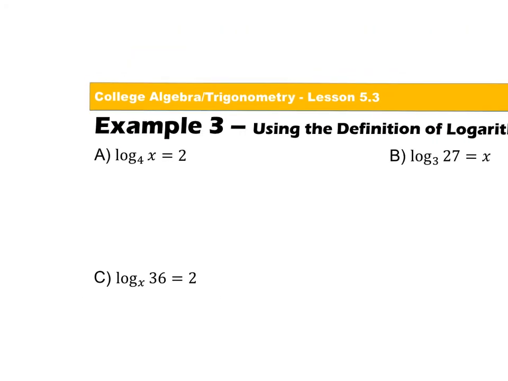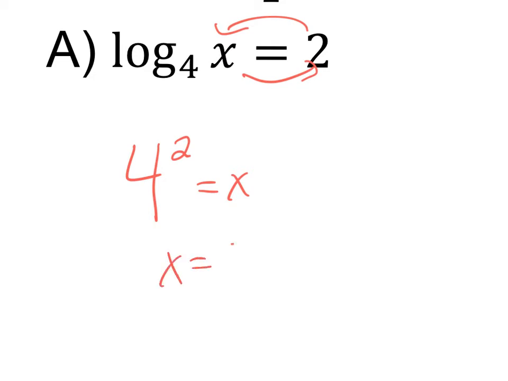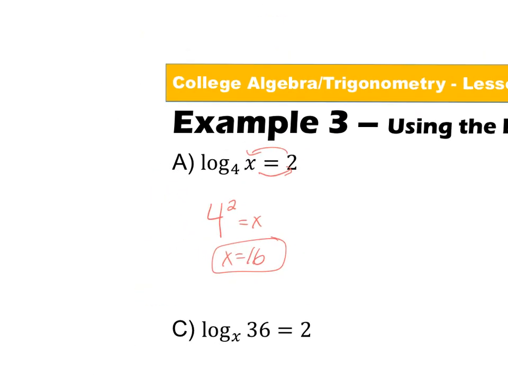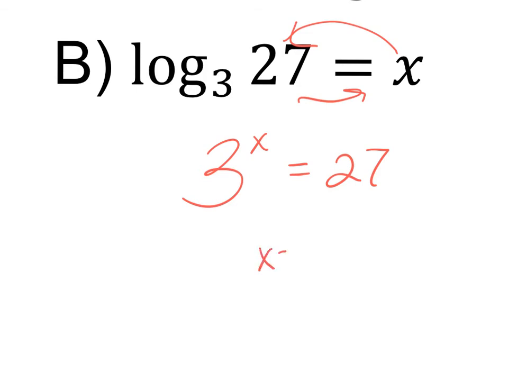Same exact thing here. It says use the definition of logarithms. So let's do this. Rewrite it first. It's in exponential power. So little 4 becomes big. And what happens with x and 2? They switch. So this is really 4 to the second power equals x. So x equals how much? 16. Good. All right. How do I rewrite this first? Little 3 becomes big. And then what happens with 27 and x? They switch spots. So this says 3 to what power equals 27? What's my answer? 3. Yep.